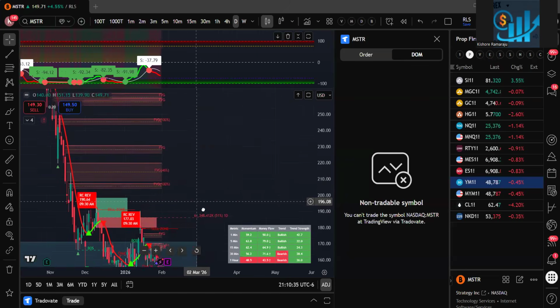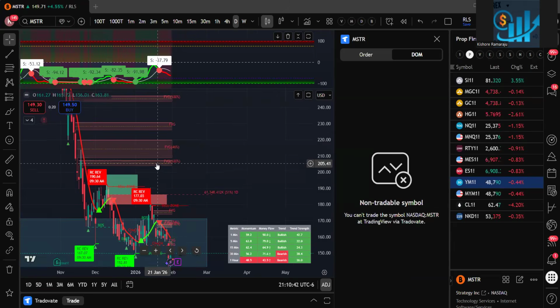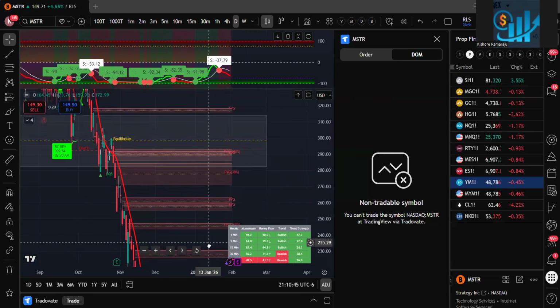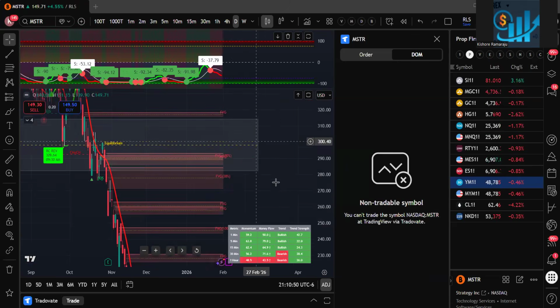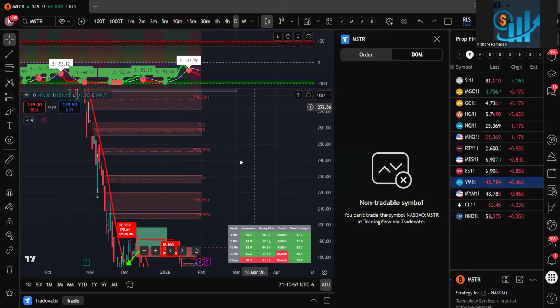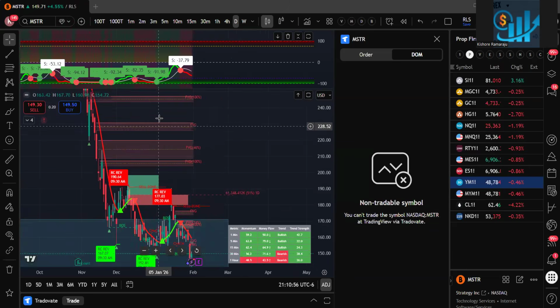It may not go all the way up because here you have sellers, sellers, sellers. If it breaks this resistance, then you have the next resistance here. Everything is red, which means there is a lot of resistance. If you get a buy signal and you don't see a lot of sellers, then that is a perfect opportunity to go long.